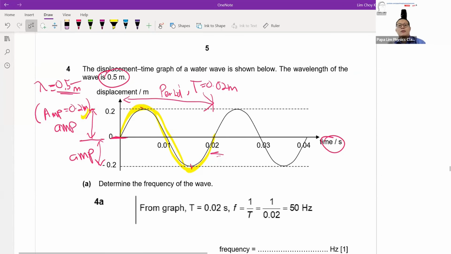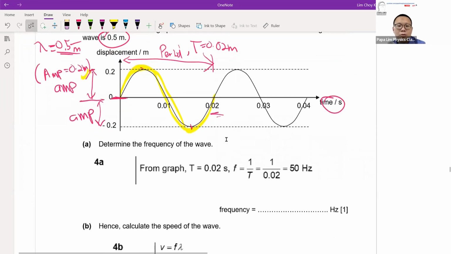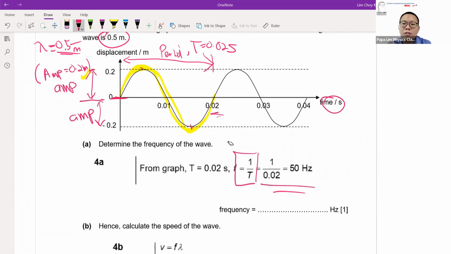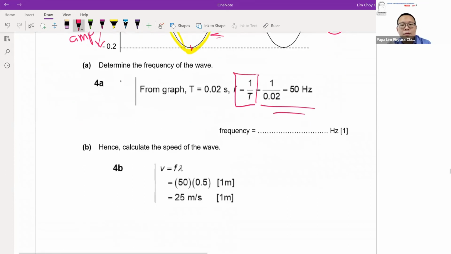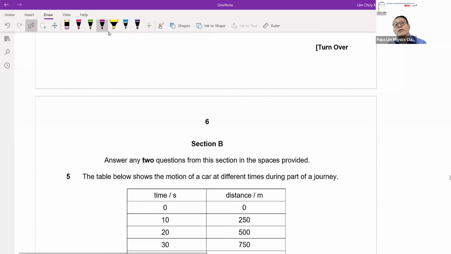Simple enough, they are asking for the frequency of the wave. The formula we must always remember is f equals 1 over T. I don't think this is difficult; most of us will know the formula. The period is 0.02 seconds. Put it in your calculator and you'll find that the frequency of the wave is 50 hertz. The speed of the wave will be v equals f lambda, the wave formula. You get the answer 25 meters per second. Quite easily done, not much difficulty here.